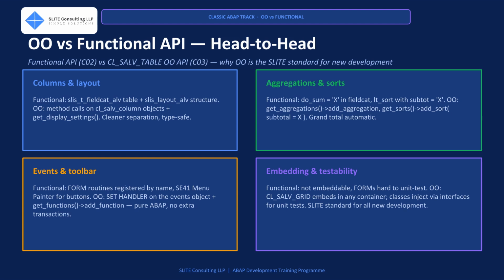The standard: CL_SALV_TABLE for all new development. The functional API is legacy. Maintain it when you find it, but never choose it for new code.